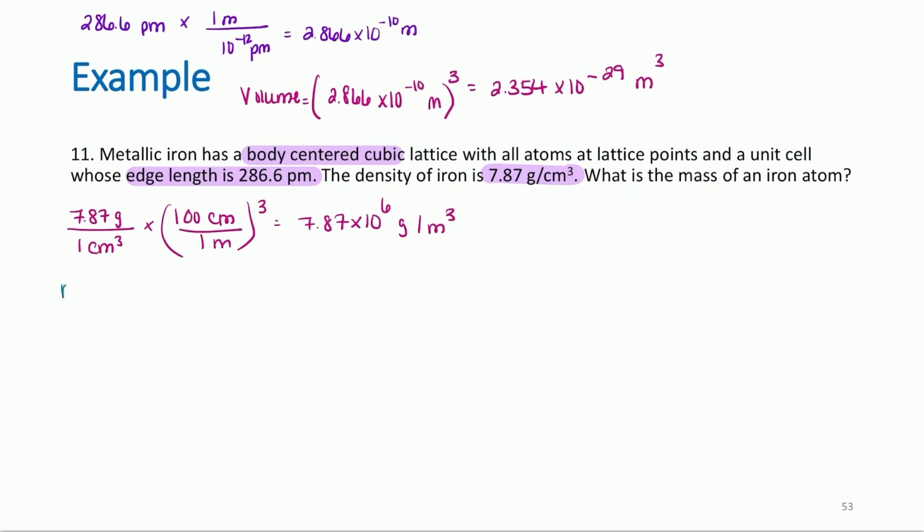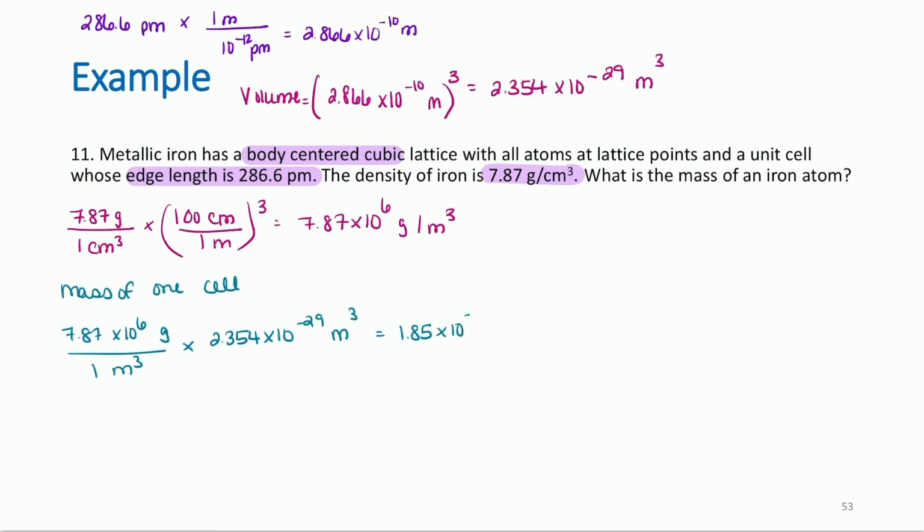Mass of 1 cell. I've got 7.87 times 10 to the 6 grams per 1 meter cubed times the volume, 2.354 times 10 to the minus 29th meters cubed. That gives me 1.85 times 10 to the minus 22nd grams per cell. It tells me iron is BCC, so I know there's 2 atoms per cell.